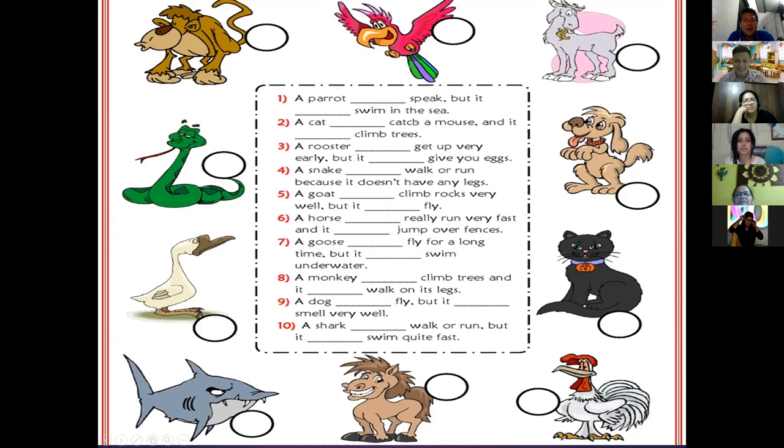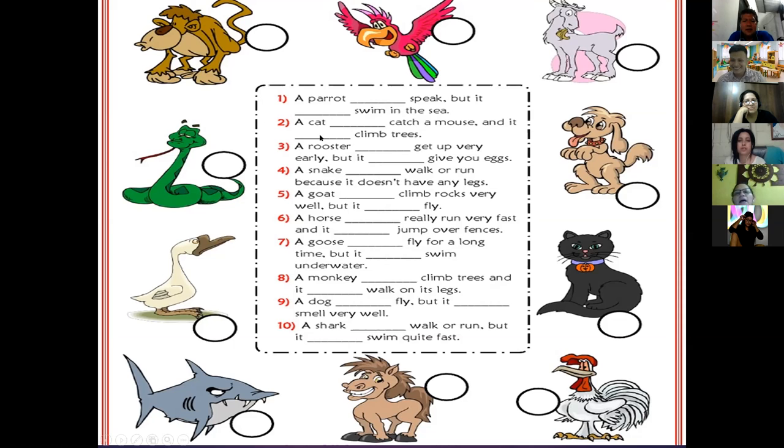We got a cat and we got catch. Catch. Can catch. Can catch a mouse. Okay. Nelly. Do the second one. A cat can catch a mouse. Yeah. And it can't climb trees. Climb trees. Positive or negative here? Negative.